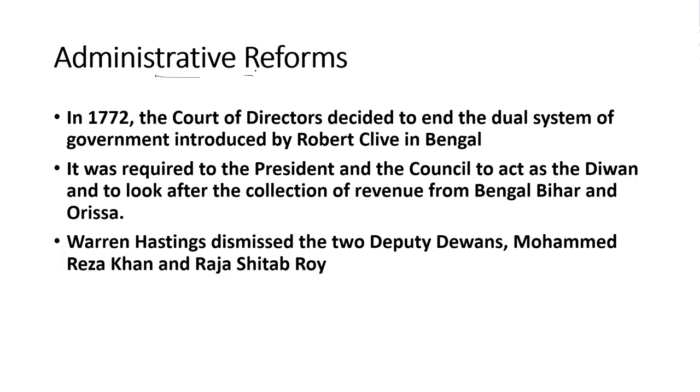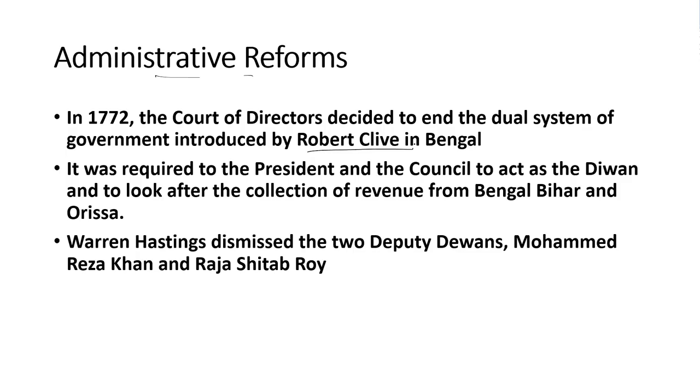Starting with the administrative reforms introduced by Warren Hastings once he became the governor of Bengal. As you may recall now, the dual system of government introduced in Bengal by Robert Clive in 1765. Under this system, there were two masters in Bengal. One was the English East India Company and other was the Nawab. This system came to be known as dual system of government. The dual system of government was a transcendent failure.